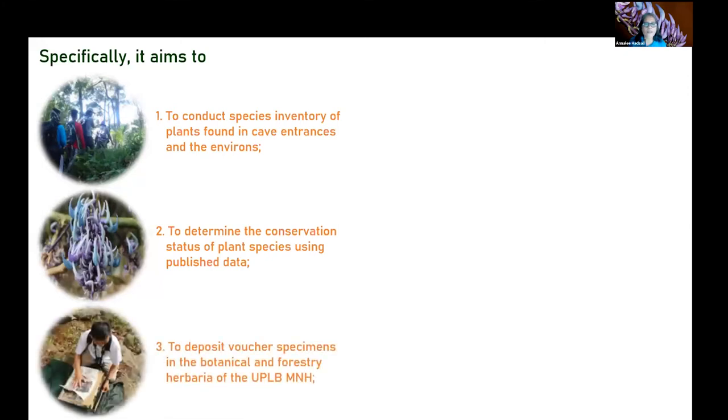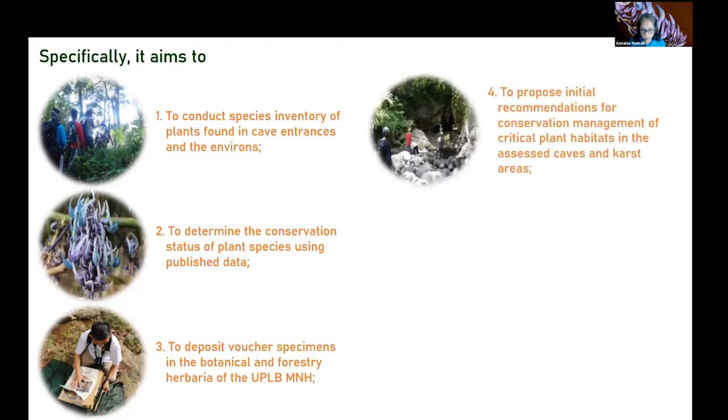Next is, of course, once we have done that, the most important thing is you collect these specimens and then we deposit these specimens in the botanical herbarium, and the other one would be in the forestry herbaria located at the upper campus. Okay. Next, we propose initial recommendation for conservation management of critical plant habitats in assessed caves and forest areas.